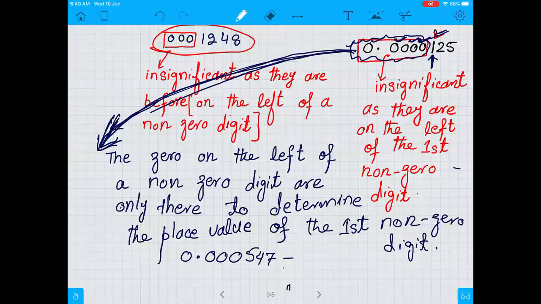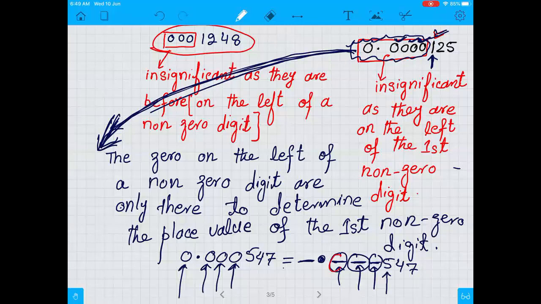0.000547, then actually these zeros are not significant. Basically, you have to treat them as 0.... 547. So these places have no place value and they are just there to give a place value to 5. So if I ask you what is the purpose of these dashes, then the first dash, second dash, third dash tell that 5 is in the fourth decimal place. Now if we put zeros instead of dashes, 1, 2, 3 zeros, and if these three zeros are not there, then the place value of 5 will not be clear. So because of these three zeros, the place value of 5 is the fourth decimal.